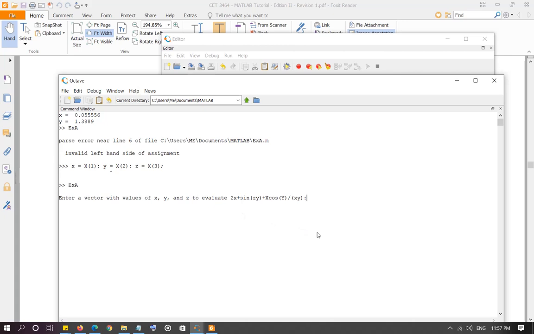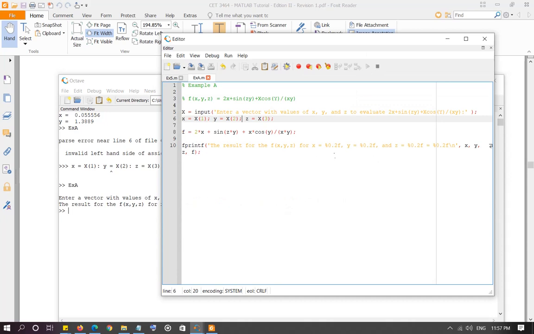So let's say I'm going to enter 1.3, 4.6, 8.9. So 1.3 is x, 4.6 is y, and 8.9 is z. And then it's going to calculate that, and it's going to print the result. The result for the fxyz equation for x equal to 1.30, y equal to 4.60, and z equal to 8.90 is 2.48.